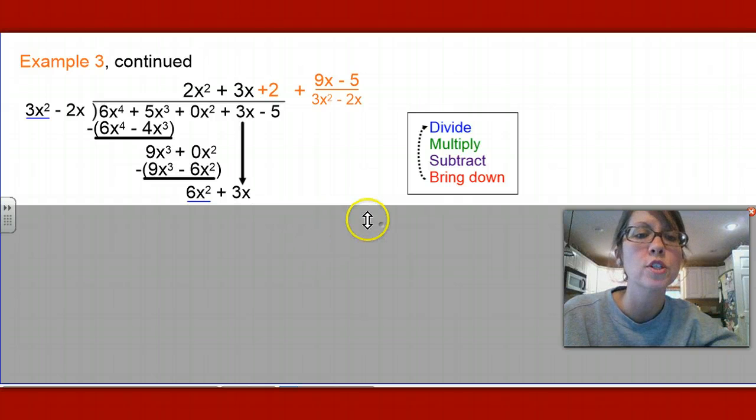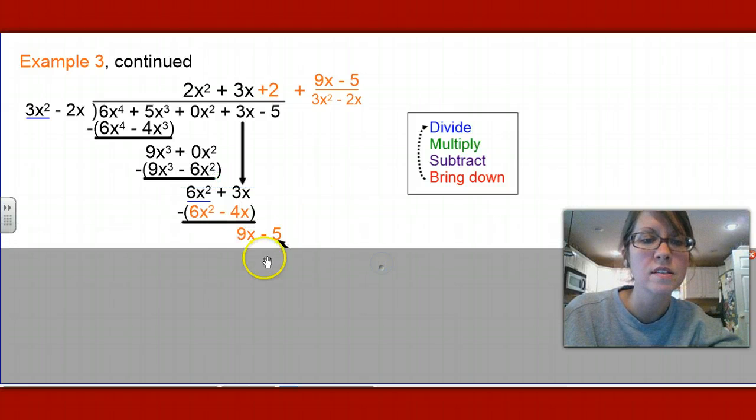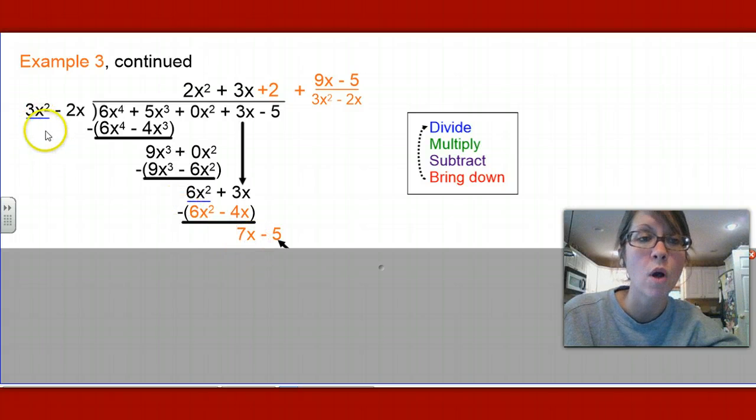All right. And then we're going to multiply the 2 by the 3x squared minus 2x. Well, I don't know what was going on here. Let me fix that. There we go. And that is going to give us not 9, but 3 minus negative 4 is 7x. And we bring down the negative 5, okay? Notice that when we go to take 7x and divide it by 3x squared, this x degree is smaller than that one, and that tells us we've come to our remainder.